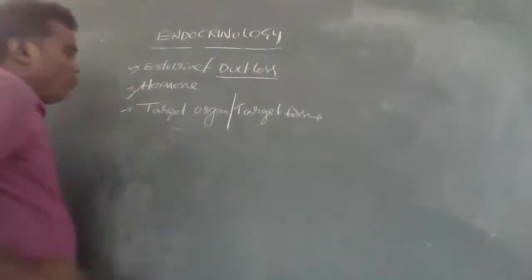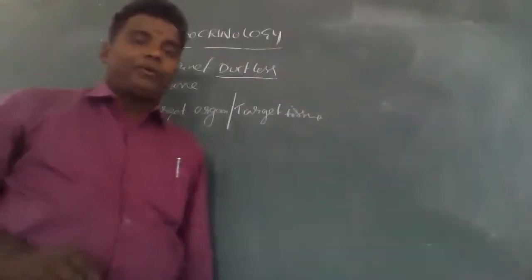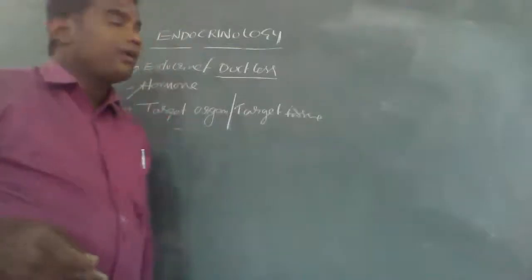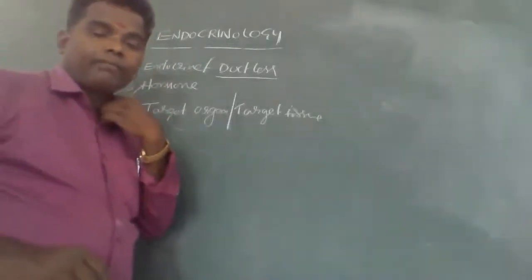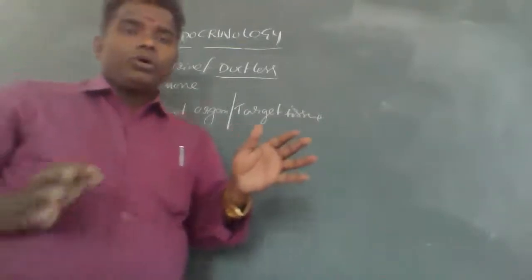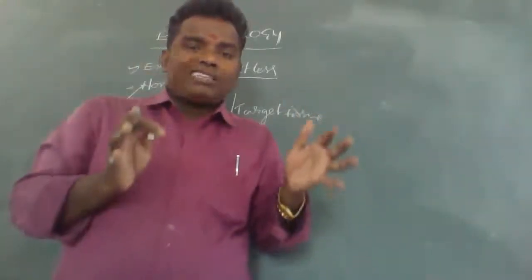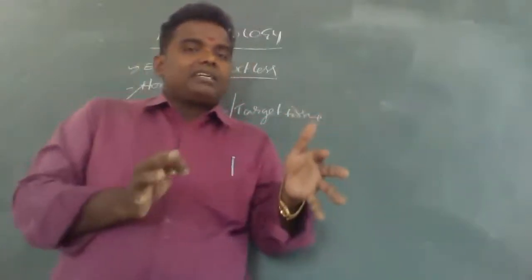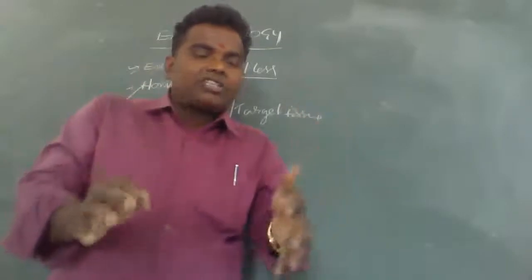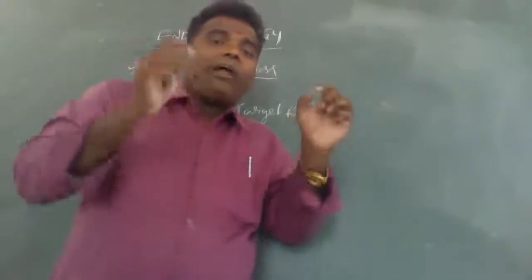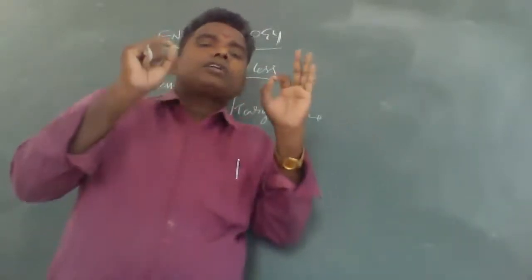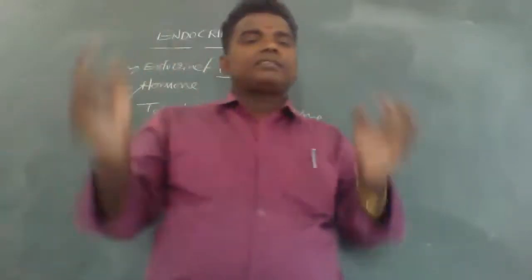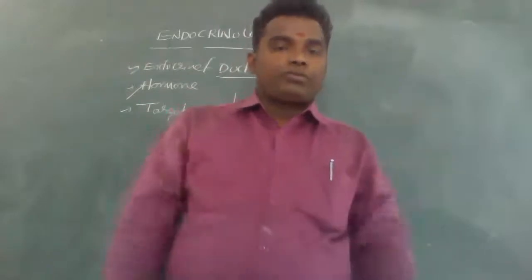Now, hormone. What is a hormone? Very important. What is meant by hormone? A hormone is a chemical substance, a chemical messenger, which is secreted from endocrine glands or ductless glands. Such chemical messengers or chemical substances are called hormones.